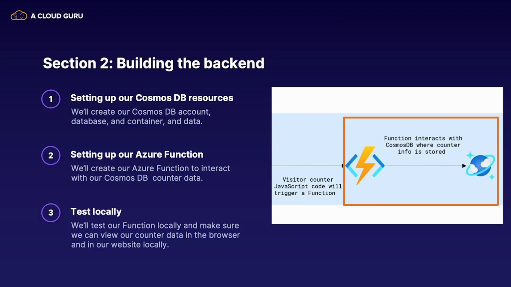It's time to build the backend. This part will consist of creating an Azure CosmosDB account, database, container, and adding the counter data to that container. Next, we'll create an Azure function with Visual Studio Code locally with the Azure Functions extension, set up CosmosDB bindings to retrieve and update the counter data, and finally, we'll run things locally to make sure our website can view the counter data.